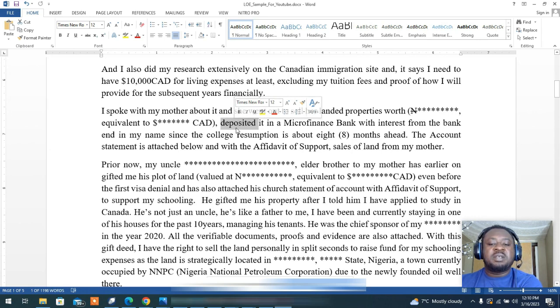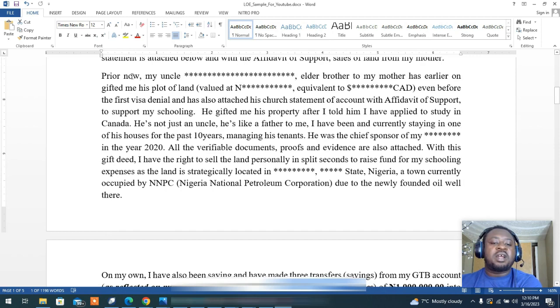I deposited it in a microfinance bank with interest from the bank and in my name, since the college resumption is about 8 months ahead. The account statement is attached below, with the affidavit of support and sales of land from my mom. You see, that's explicit enough. Then I also said that my uncle, elder brother to my mom, had earlier gifted me a plot of land, because I actually met him and spoke to him. You have to talk about the value of the land, equivalent to Canadian dollars. This was even before the first visa denial, and he, a bishop, has also attached his church statement of account with an affidavit of support for my schooling. He gifted me his property after I told him I had applied to study in Canada.